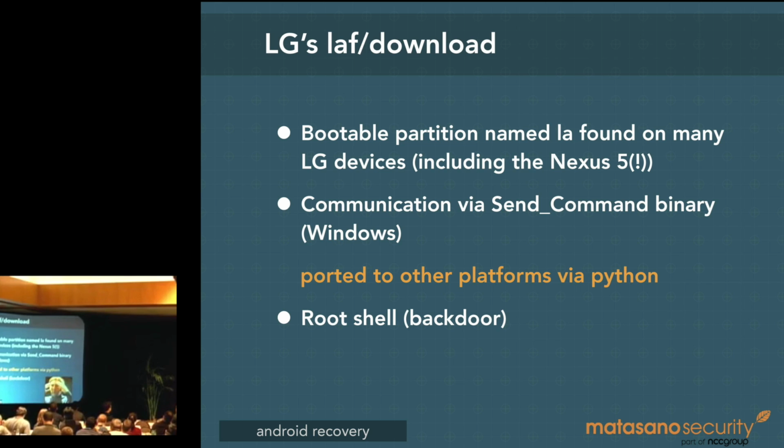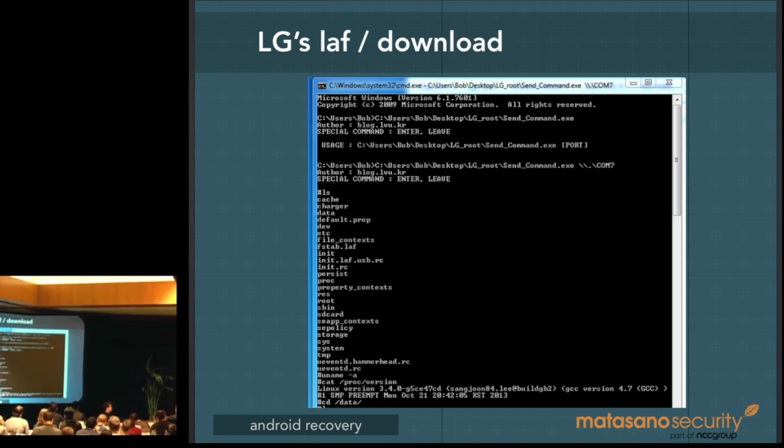So this is pretty clearly a backdoor. I think they probably use it for diagnostics or flashing firmware, but if you just leave a root shell out there, that's not a great idea. Here's an image of that in action on the Nexus 5. Again, sorry, that's hard to read, but you basically just run send command, pass the port, and now you can see we have a root shell on this device.